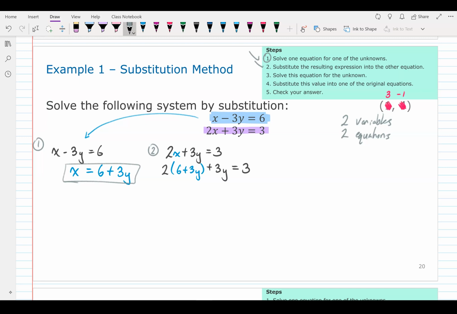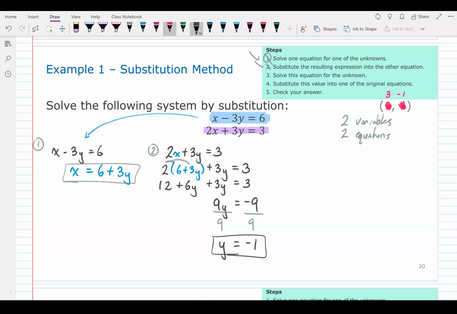Now I need to solve this equation for the unknown. I need to solve it for whatever's still left, which in this case is the y. So you can fast forward this if you don't want to watch me go through this. Multiply through: 12 plus 6y plus 3y equals 3. I'm going to group all the variables on the left, make 9y, and then bring my constant to the right side. That gives -9. And divide both sides by 9. This gives me y equals -1. And I'm going to put a nice strong box around that because I've now fully solved for it.